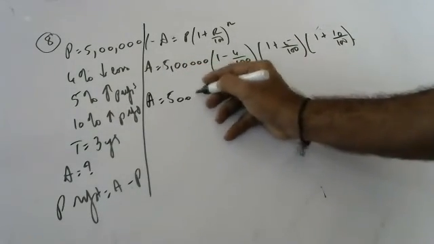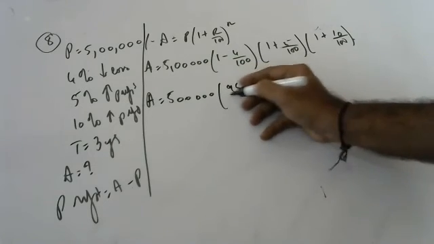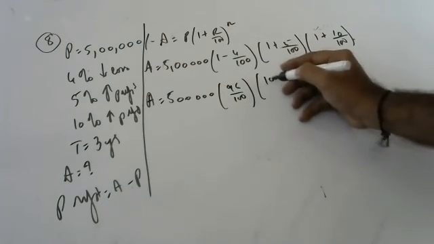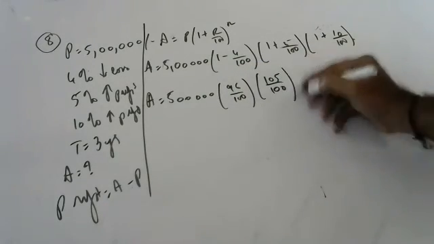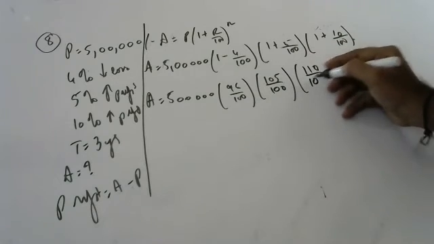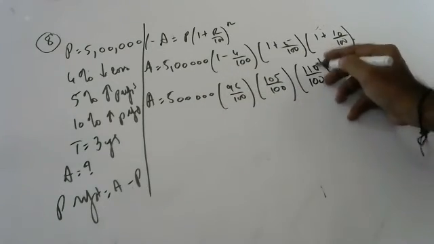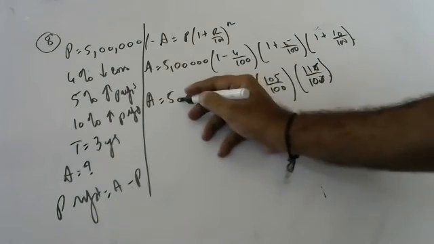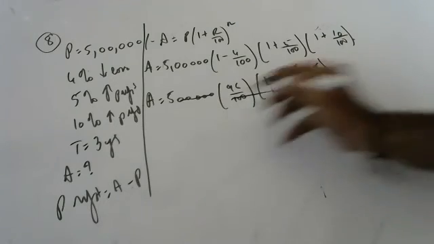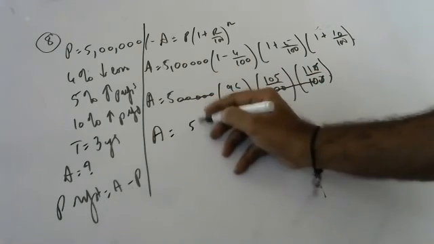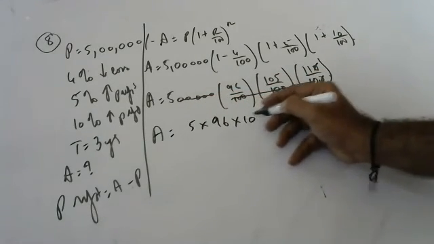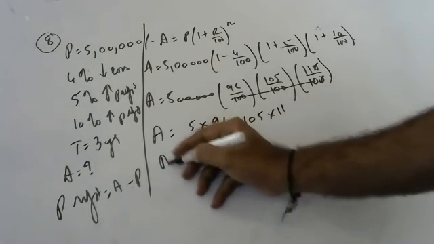5 lakhs into 96 by 100 into 105 by 100 into 110 by 100. 10 by 100, so one 0 is gone. 5 zeros gone. So amount is equal to 5 into 96 into 105 into 11.